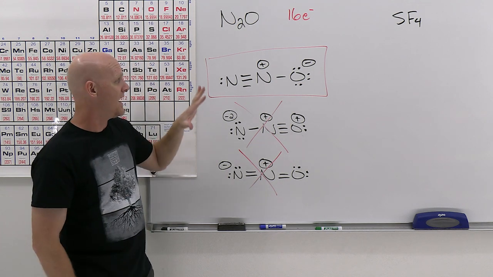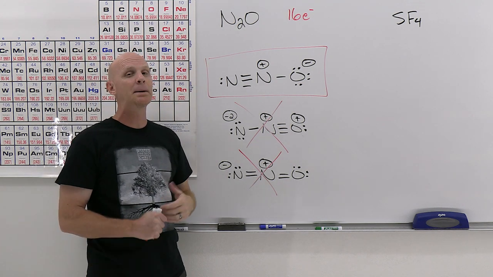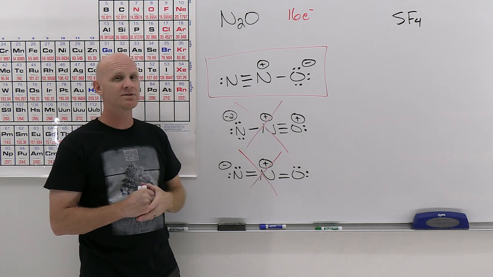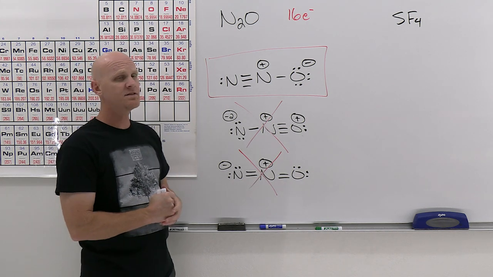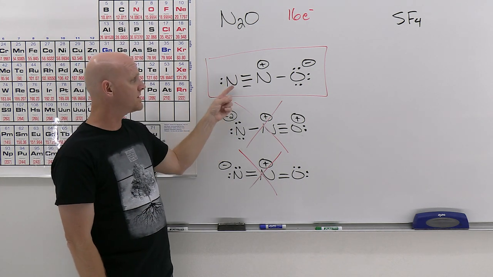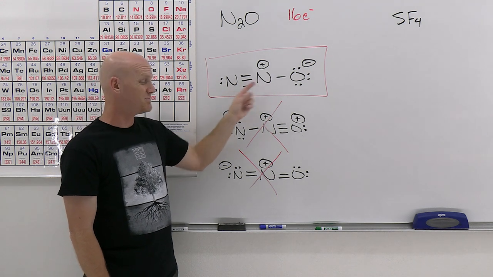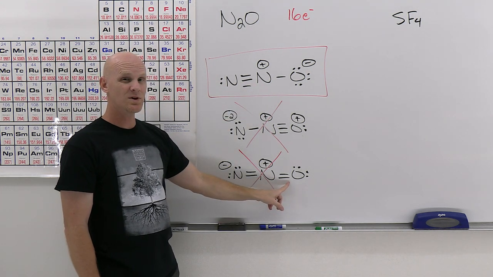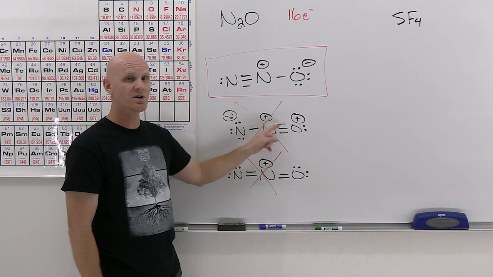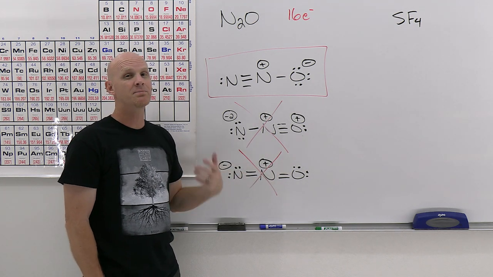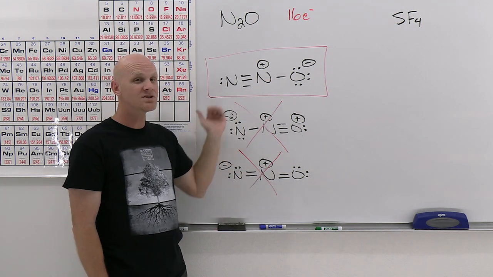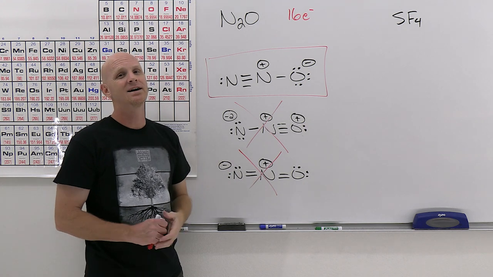delocalization here. And delocalization means the electrons can be in multiple locations at the same time. If you notice the extra bonds that we have, they're mostly between the two nitrogens, but they could be a little bit between the nitrogen and the oxygen according to these two structures as well. And so it turns out they're partially in both locations at the same time. And that's really frustrating.